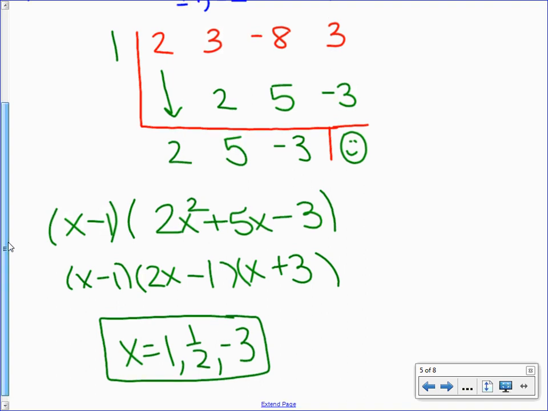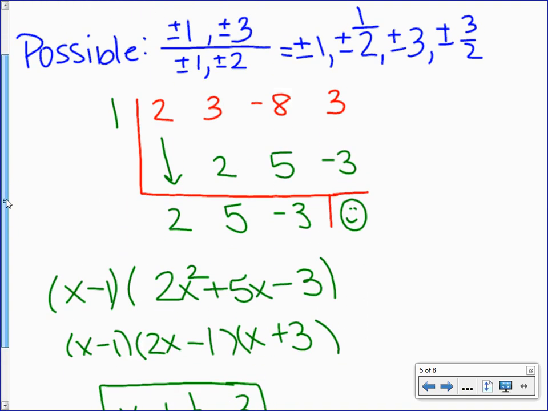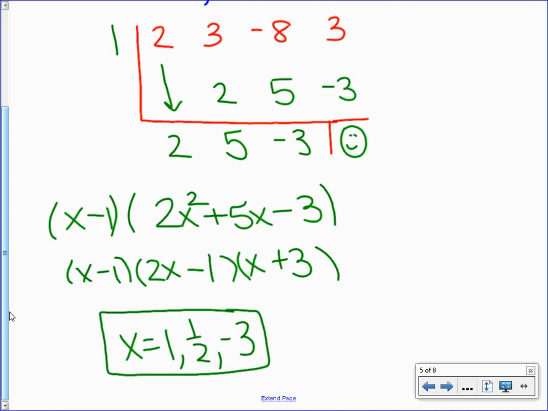Hey, were those in our list? Yeah, they were. Nice. So if we would have tried 1/2 first, which we wouldn't have because we probably would have saved that for one of the last ones, right? But if we would have tried 1/2 first, we would have gotten 0 and we could have factored that one.